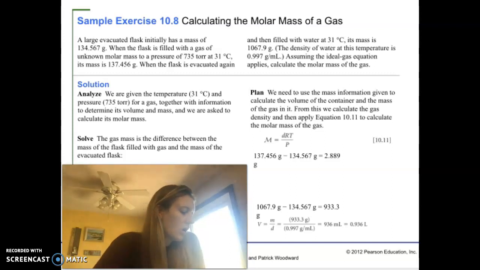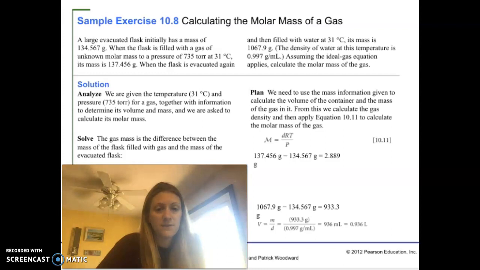134.567 grams. When the flask is filled with a gas of unknown molar mass to a pressure of 735 torr at 31 degrees Celsius, the mass is 137.456 grams. When the flask is evacuated again and then filled with water at 31 degrees Celsius, its mass is 1,067.9 grams. The density of water at this temperature is 0.997 grams per milliliter. So assuming the ideal gas equation applies, calculate the molar mass of the gas.